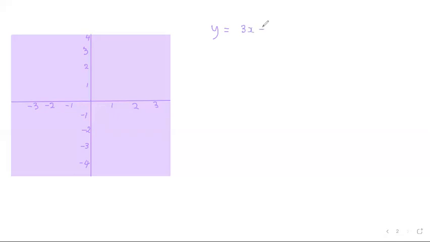When you are given that y is 3x plus 2, we are going to use the x and the y intercept. One, for the x-intercept, we let y is equal to 0. Two, for the y-intercept, you put x equal to 0. Let's start with number 1 then.